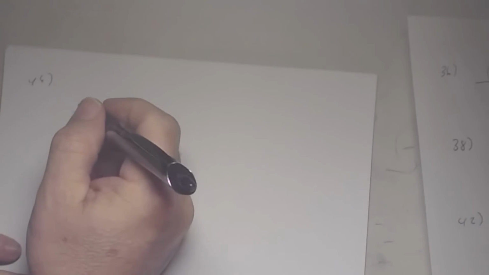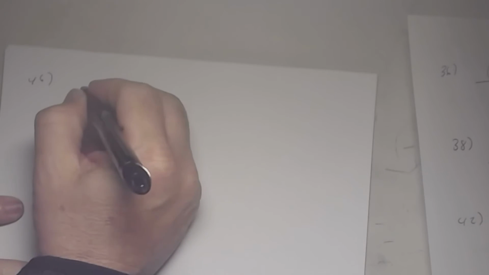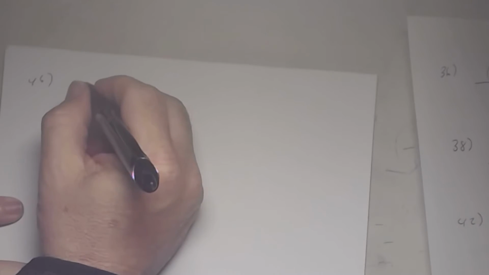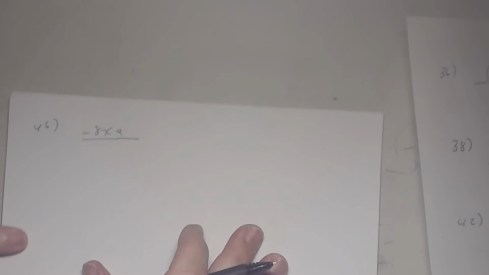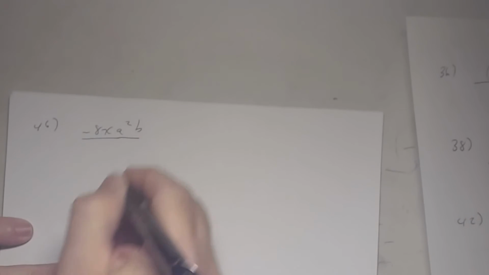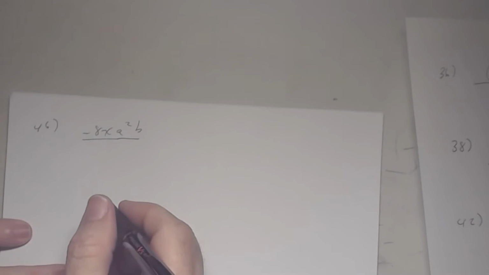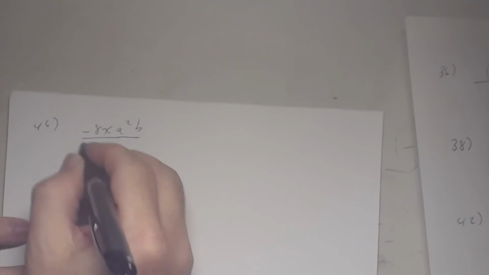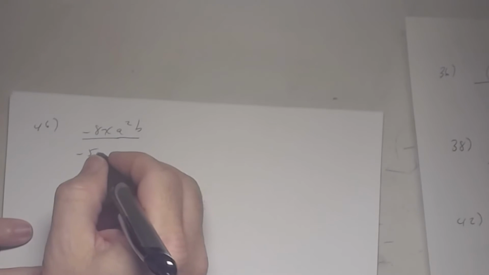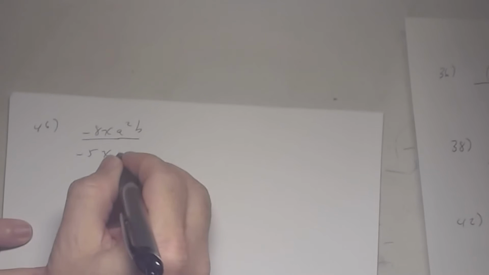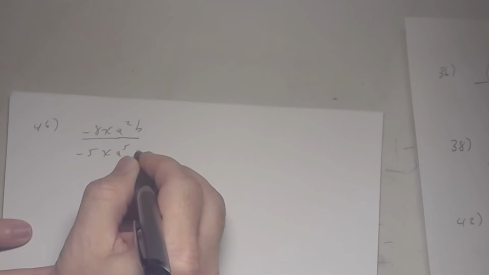All right, 46. All right, 46, you have this. You have negative 8x, a squared b. Can you bring down a little bit, please? Thank you. Negative 8x, a squared b. That's the numerator. The denominator is negative 5, x a to the fifth, b.